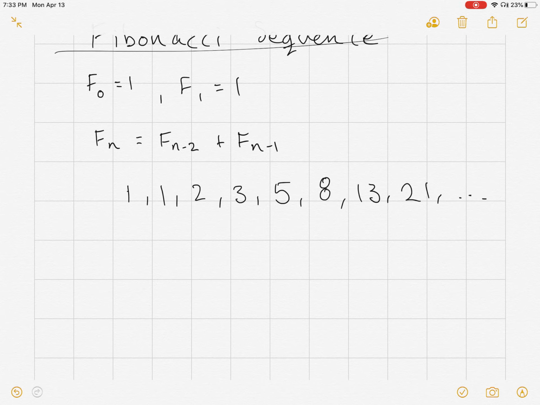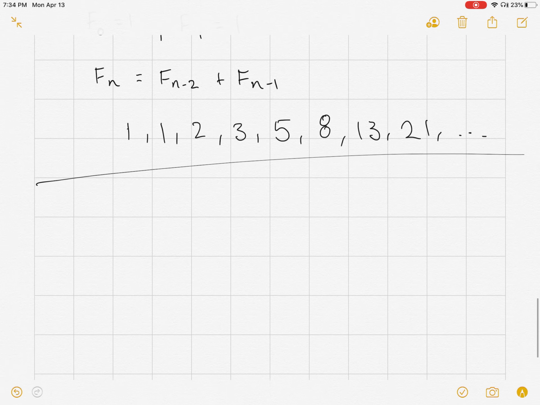Like I said before, there's lots of interesting stuff that we can talk about with the Fibonacci sequence, but I really suggest you go and look some of that stuff up for yourself, all right? Cool.